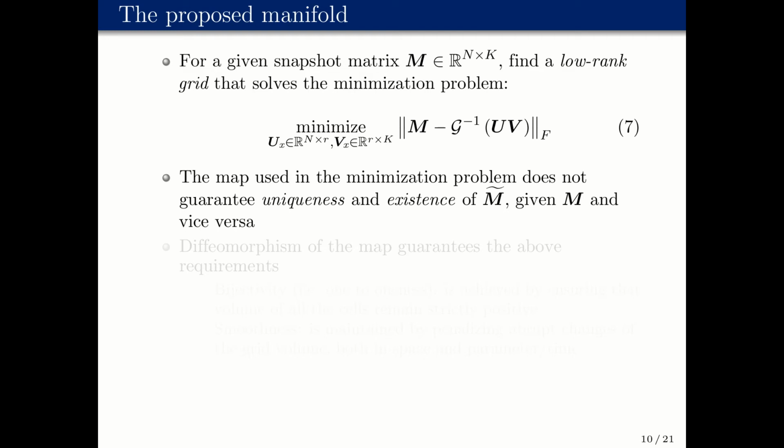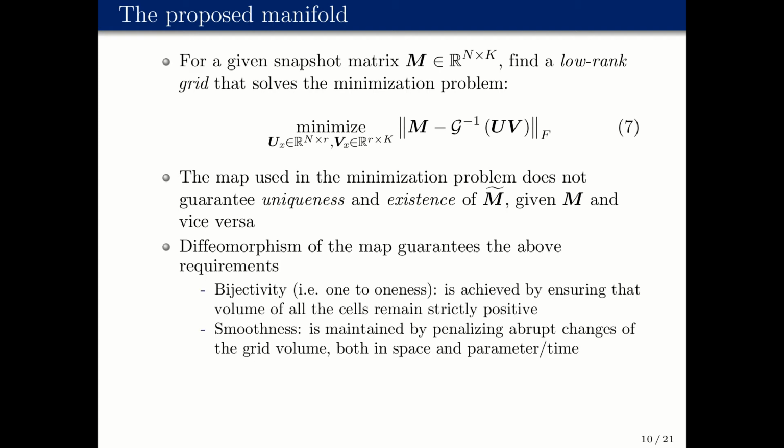For that to happen, we need to impose diffeomorphism on the map. So G and G inverse should both be differentiable. And to enforce that, we should enforce bijectivity, or one-to-oneness, and smoothness. For bijectivity, we simply need to have our grid volume, our grid spacing, be positive in the whole domain. And for smoothness, we can penalize any abrupt change in the grid spacing in both space and time.